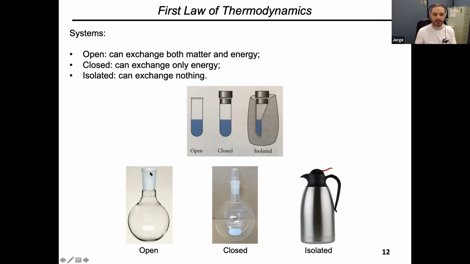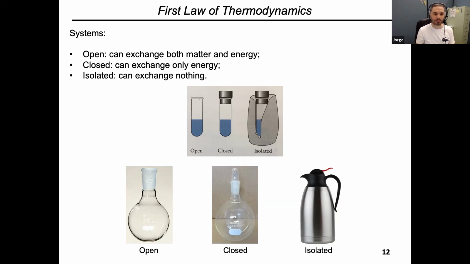For our studies, we will define three kinds of systems. The first one is defined as an open system. An open system can exchange both matter and energy. So for example, here, if we have an open flask, that's an open system because matter can go in and out, and also energy can go in and out.